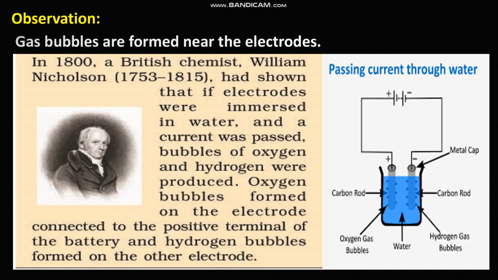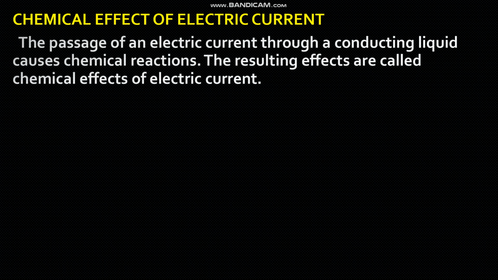So here, due to the passage of electricity, some chemical changes take place. This is called chemical effect of electric current. So let us see the definition. The passage of an electric current through a conducting liquid causes chemical reactions. The resulting effects are called chemical effects of electric current. So in the previous example, what chemical reaction took place? Water decomposed into hydrogen and oxygen. So gas bubbles are formed at the electrodes.